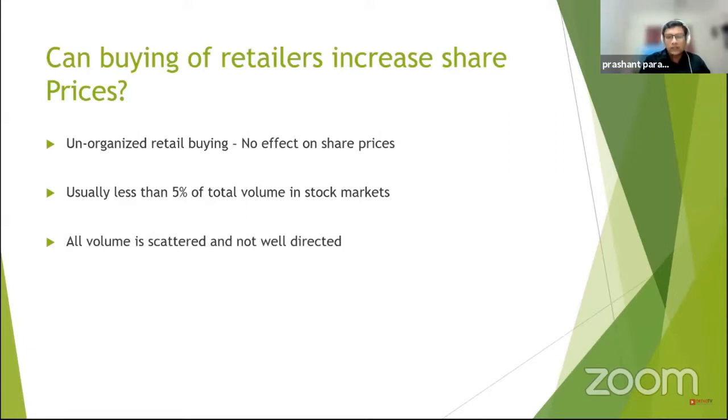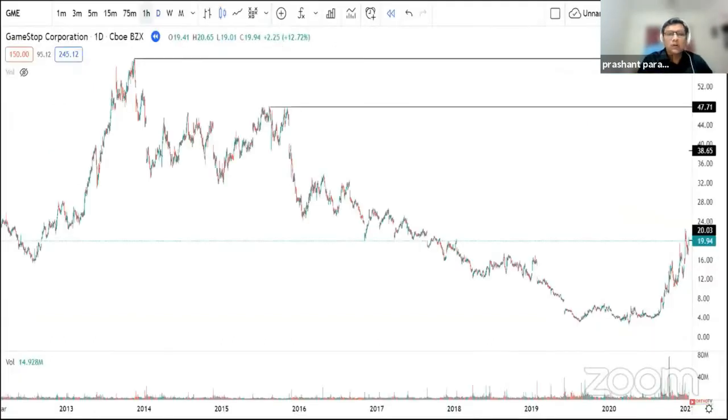As volume is scattered and not well directed, it does not have any effect. I'd like to share this example of GameStop Corporation. It is a very rare example where retailers came together and increased share prices. So this is a chart of GameStop, and many big institutions were selling this stock short.